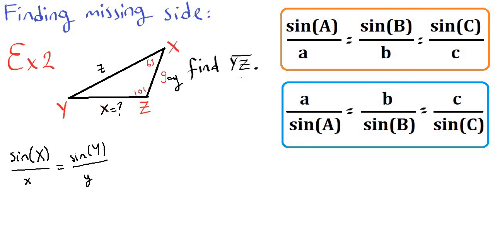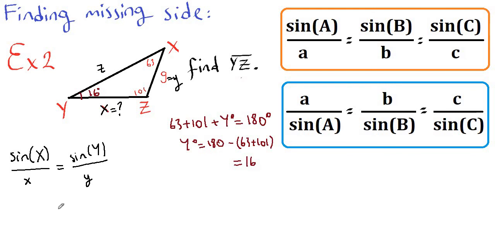Again, we don't know the angle Y, so we're going to use the triangle sum. So 63 plus 101 plus angle Y has to be equal to 180 degrees. So angle Y is 180 minus (63 plus 101), which is going to be 16 degrees. So we know that angle Y is 16. Now we can plug in the numbers. Sine of X is sine of 63. Side x is what we are looking for. Sine of Y is sine of 16, that's what we found from the triangle sum. And side y is 9.